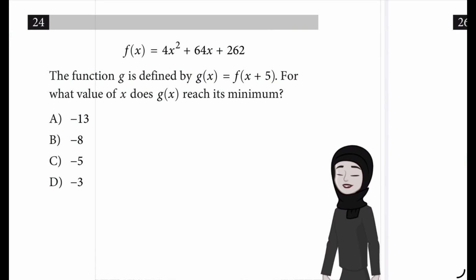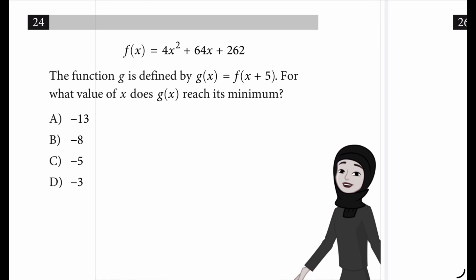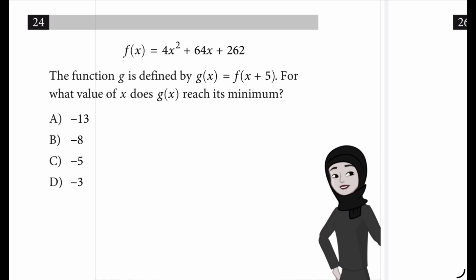Question number 24. f of x is equal to 4x squared plus 64x plus 262. The function g is defined by g of x is equal to f of x plus 5. For what value of x does g of x reach its minimum?